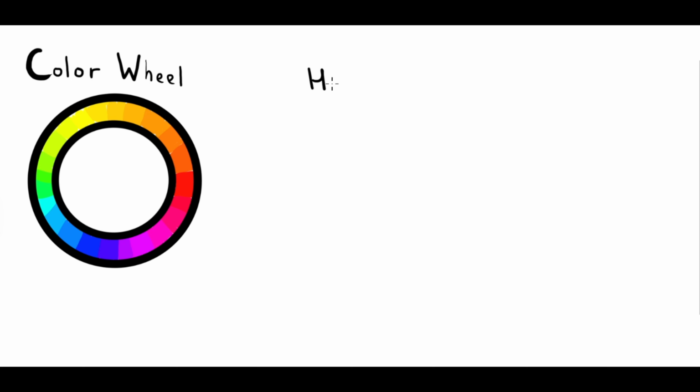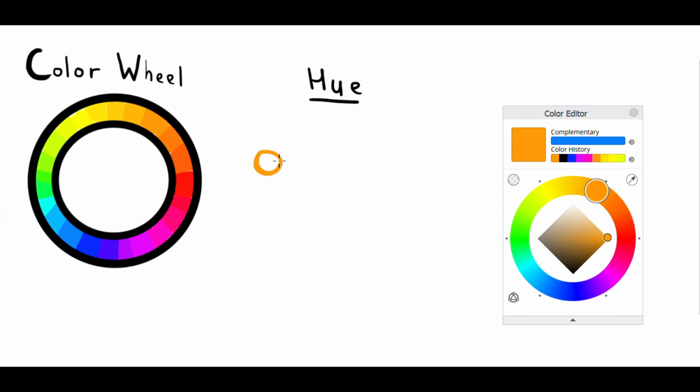Let's start with hue. Hue is the pure base version of the color without any changes in brightness or darkness. It's what you get when you think of a color like red, blue, or yellow.